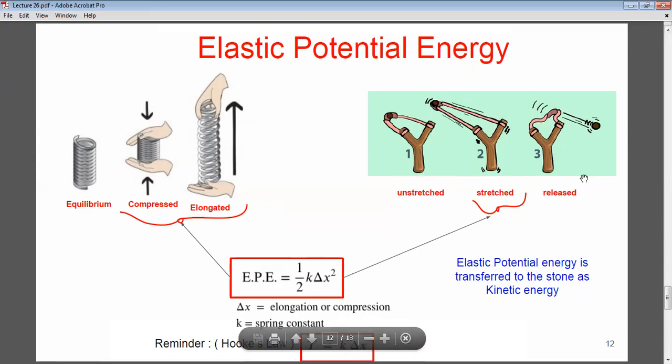Once it's released, there is no elastic energy anymore. So elastic potential energy is transferred to the stone as kinetic energy, because once I leave it, the stone will go. So it will start moving. The energy of the stone will change from EPE to kinetic energy.